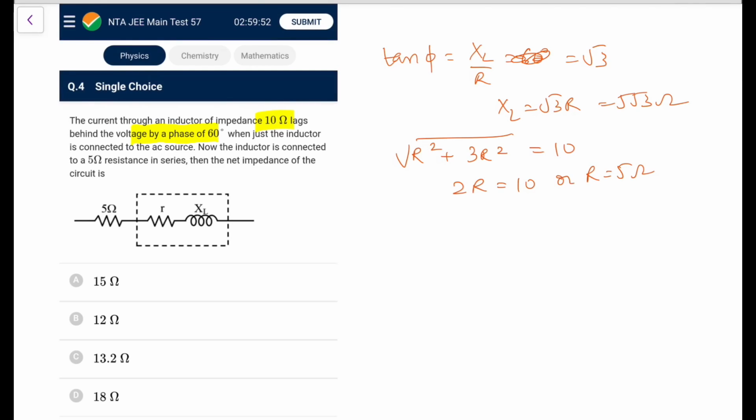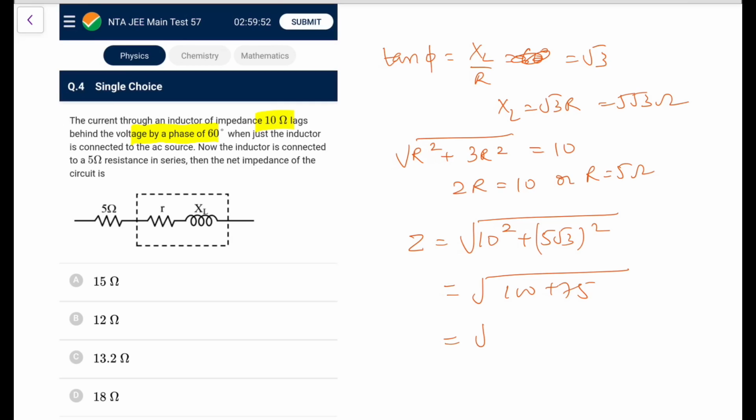Now the inductor is connected to a 5 ohm resistance in series, then the net impedance. So now what is the net impedance, net resistance? It's root of 10 square plus 5 root 3 whole square, so what will we have, 100 plus 75, so root of 175, so 13 point something should be the answer.